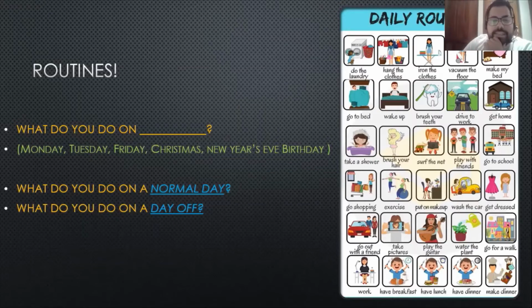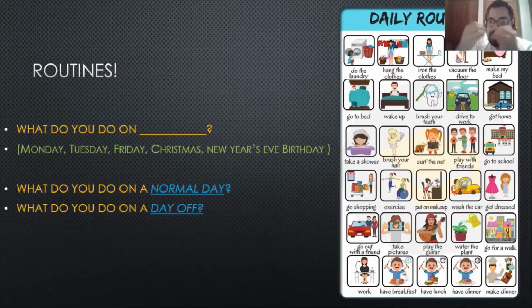Play with friends. Look at that. Play with friends. Go to school. But guys, look at that. We have go to school, but we can say go to the university, go to work, go to my sister's house. We can go any place, right? Podemos ir a varios lados. It is not only school. Go shopping, for example. Exercises. Look at that. Do exercises.